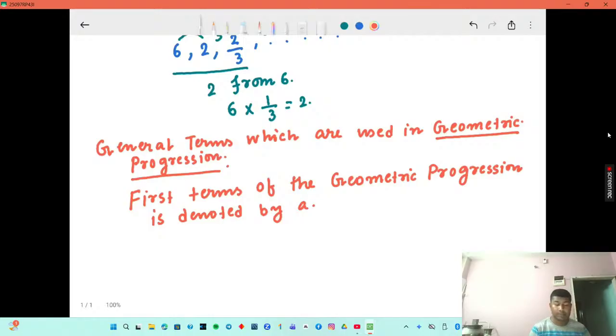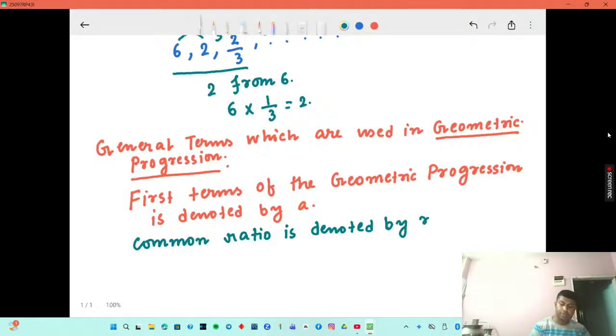So the first term of the geometric progression is always denoted by small a, and the common ratio is denoted by small r. Is it clear to you? So the first term is denoted by a, and the common ratio is denoted by r.